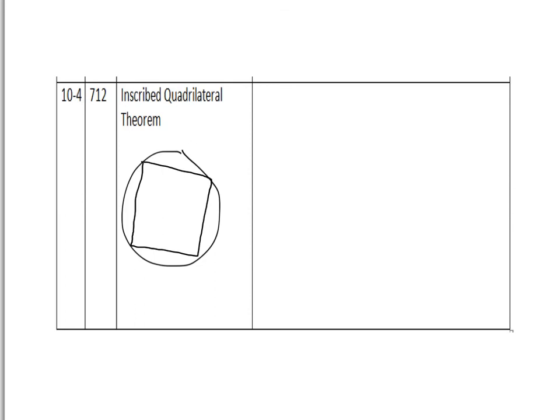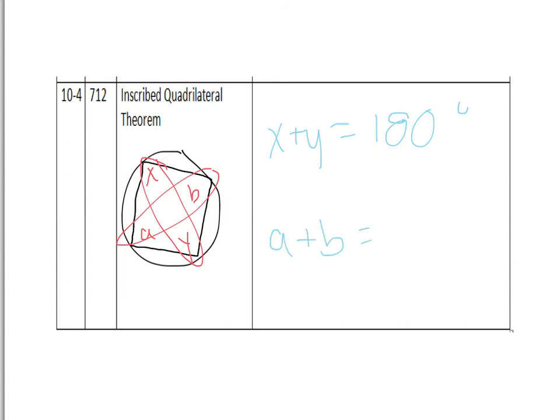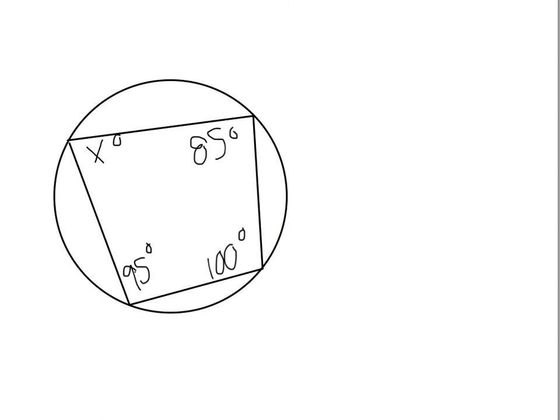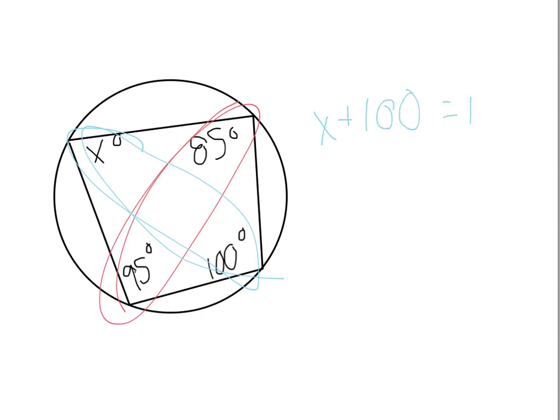And this theorem says, let's label these x, y, a, b. Opposite angles in an inscribed quadrilateral are going to be supplementary. If you remember what supplementary means, it means they add up to 180 degrees. So x plus y will equal 180 degrees, and a plus b equals 180 degrees. For example here, the ones that are opposite each other already equal 180. And then if you add these together, you could solve for x by setting them equal to 180. So subtract 100, so x equals 80.